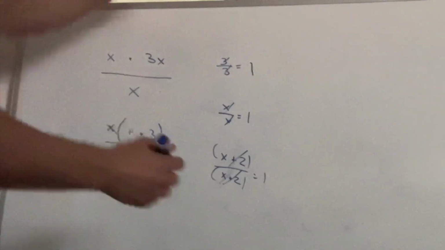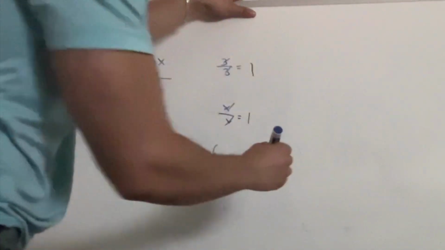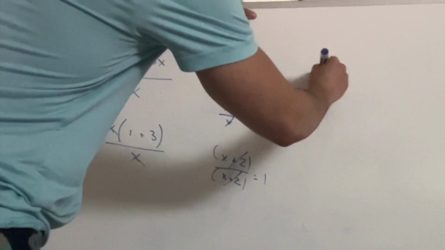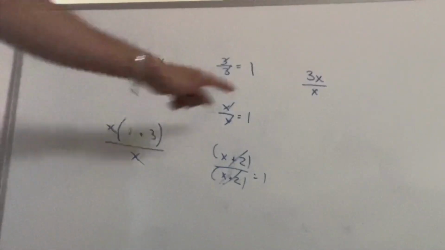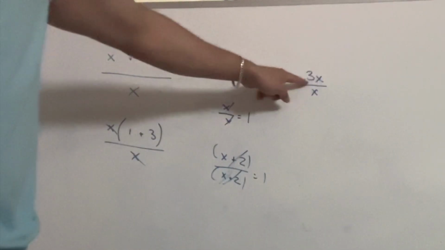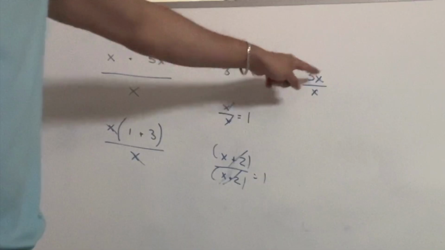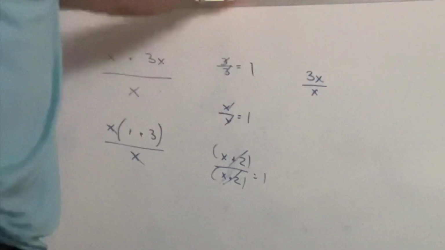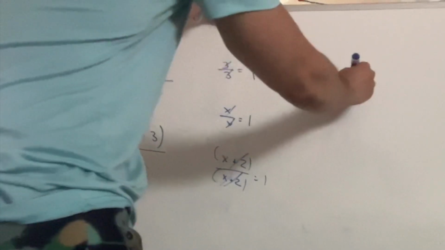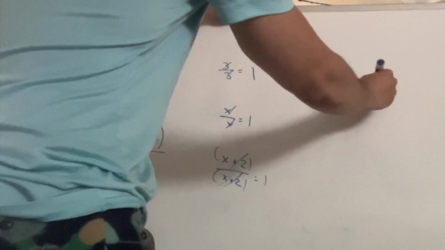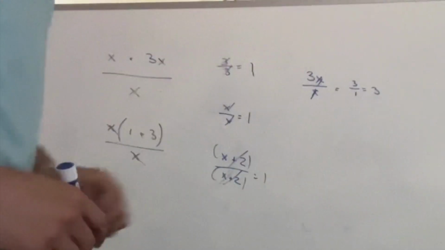Okay, let's say I had something like 3x over x. This x is being applied to every term on the top, 3 times x. This one's by itself at the bottom. That means I can cancel this x with this x. So bam, bam, this becomes 3 over 1, which is just 3. Okay?